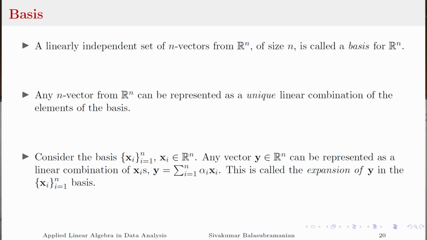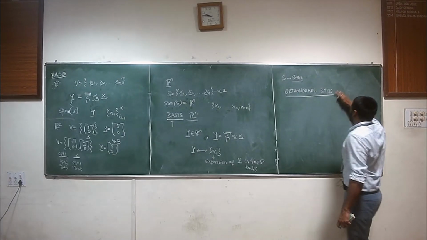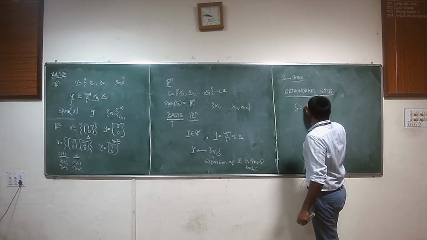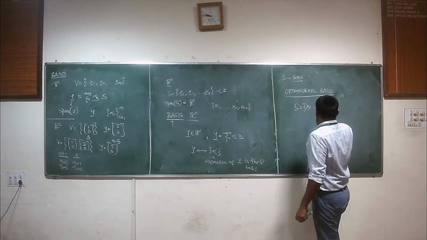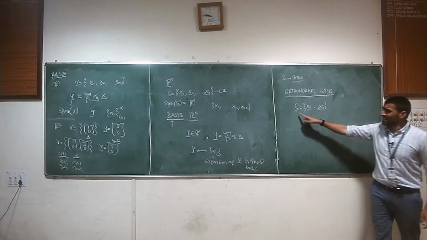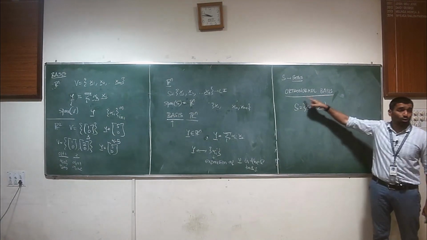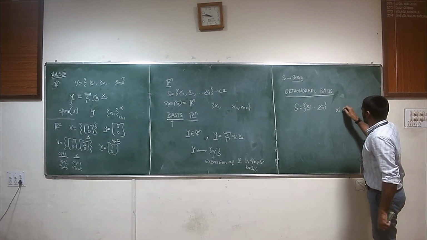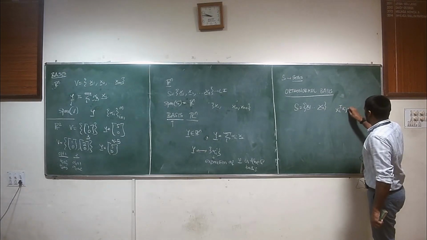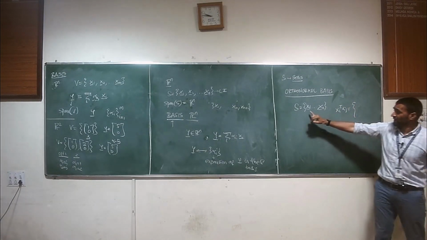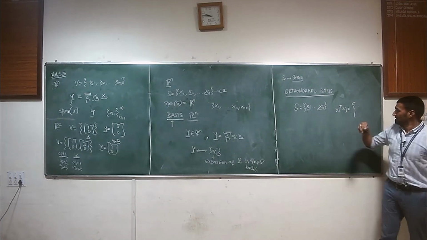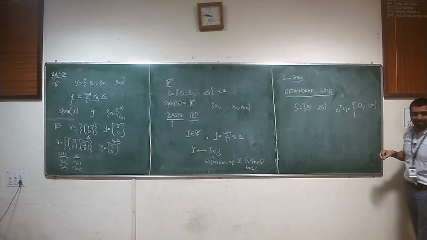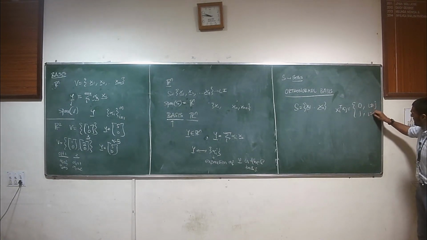Orthonormal bases. Okay, that is very simple. You have a set of vectors S, x1 to xn. We say that the set S is an orthonormal basis for Rn if xi transpose xj, the standard inner product of any one of these vectors with another vector, is equal to 0 when i is not equal to j, and equal to 1 when i equals j.